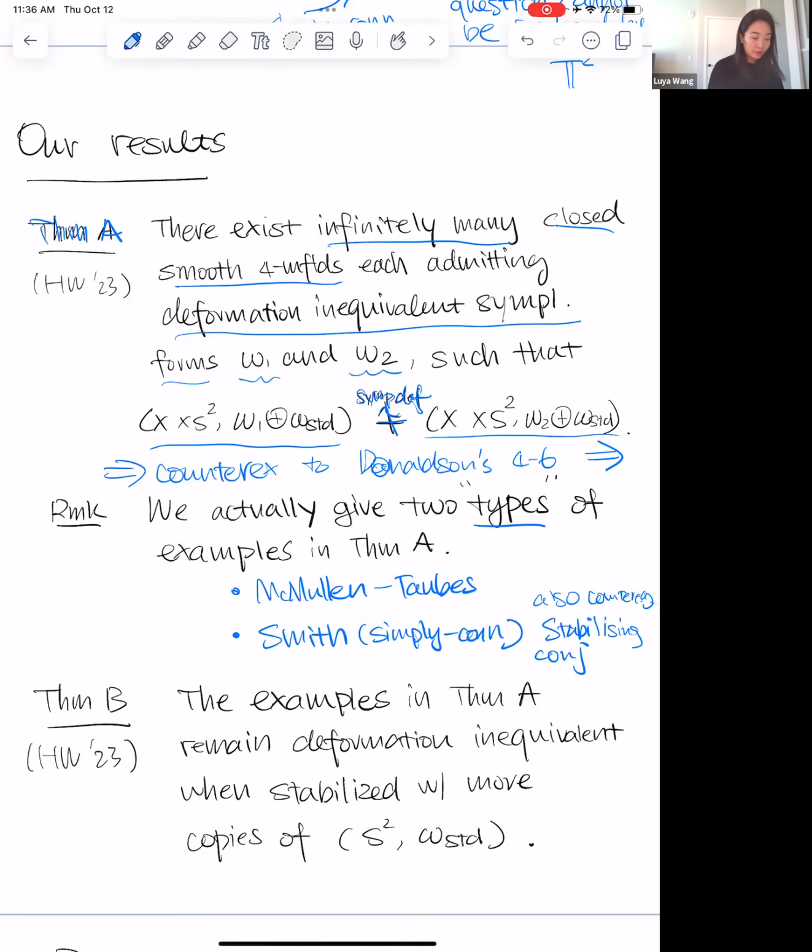And once you have that, one stabilization is not enough to, I guess, make your forms deformation equivalent, you might ask, can I do more stabilization so that my forms become stabilization equivalent? And our theorem B says, no. In our examples, you cannot. These examples in theorem A remain non-deformation equivalent when you stabilize with more copies of S2.